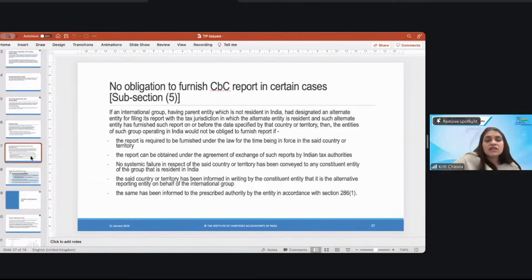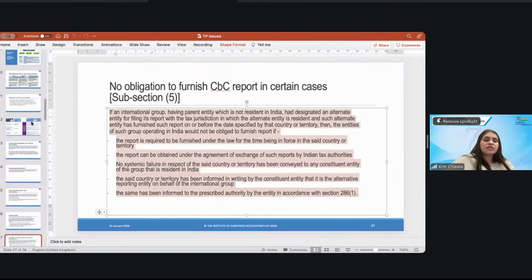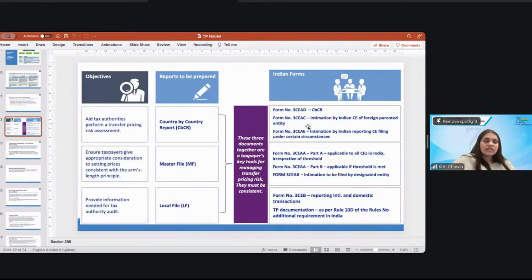The next thing is these are the situations in which there will be no obligation to furnish CbCR. And this is where the international group does not have the parent entity in India, they have an alternate reporting entity out there for filing its report. And such alternate reporting entity has furnished the report in India, well, then they will not be required to do that elsewhere. So this is what subsection 5 really says. Take a minute and read through subsection 5, and I will go back to this particular slide after that and explain these things out there.